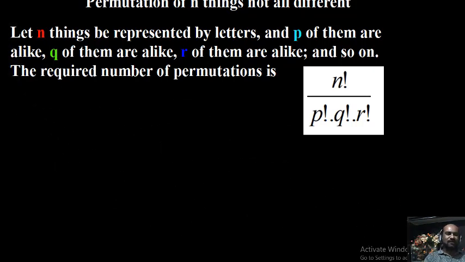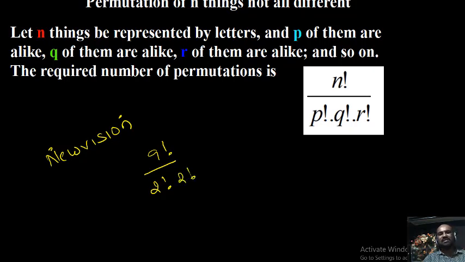Okay, one more example I want to take. For example, NEW VISION. 1 2 3 4 5 6 7 8 9. Again 9 factorial, by using these 9 letters, how many 9-letter words can you create? Means 9 factorial by 2 N's, 2 factorial, 1 E, 1 W, 1 V, 2 I's, 2 factorial. That's all. What I can say, 9 factorial by 2 factorial into 2 factorial words you can create. Okay, I hope you people understood the concept.